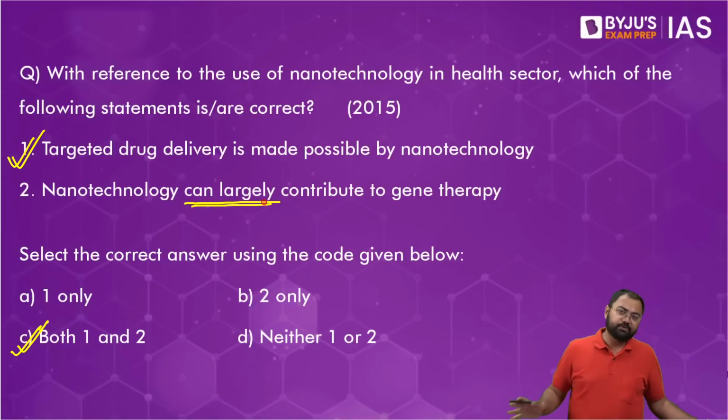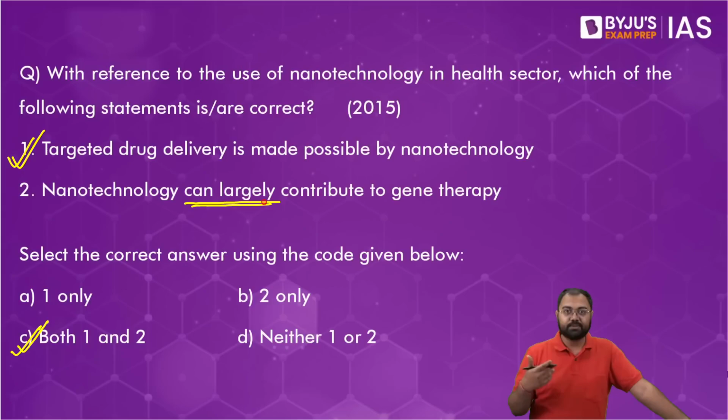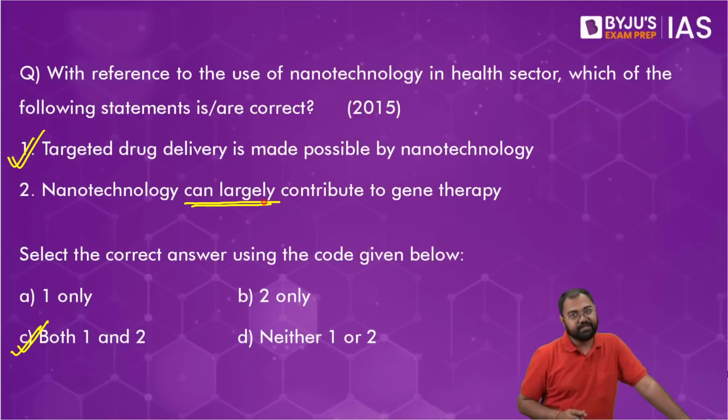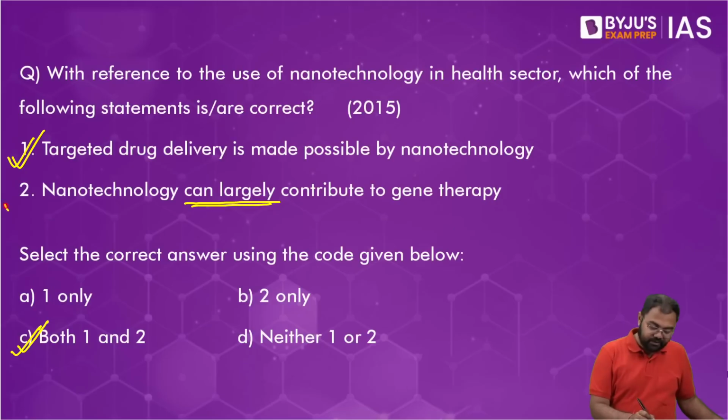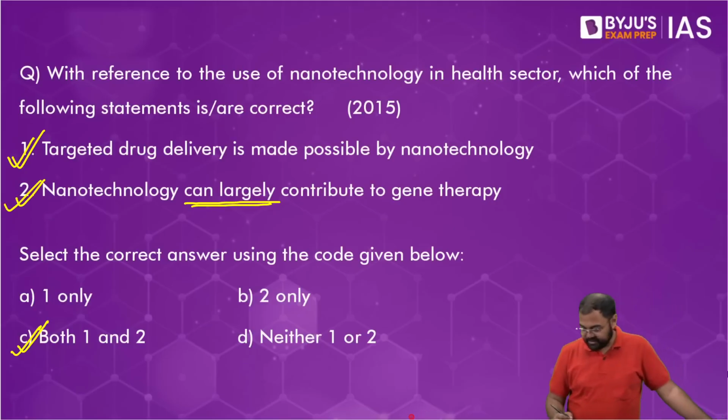So they are, first of all, not making absolute statements here. Secondly, the same applies to gene therapy, just like how we are talking about drug delivery systems with the help of nanotechnology. In a very similar fashion, gene therapy can also take place. When gene therapy is about the addition or removal of genes, that is where nano carriers can actually be used, and that's where the correct answer here will be C. That is both 1 and 2.